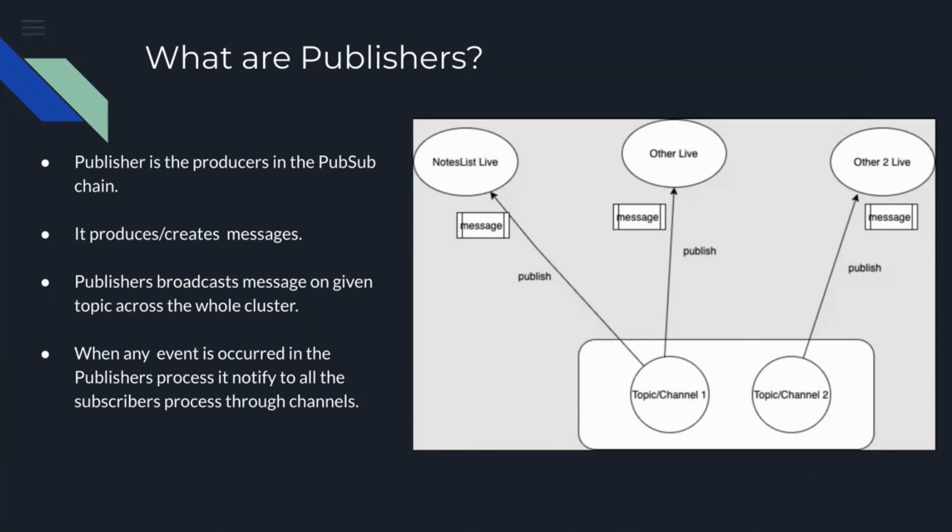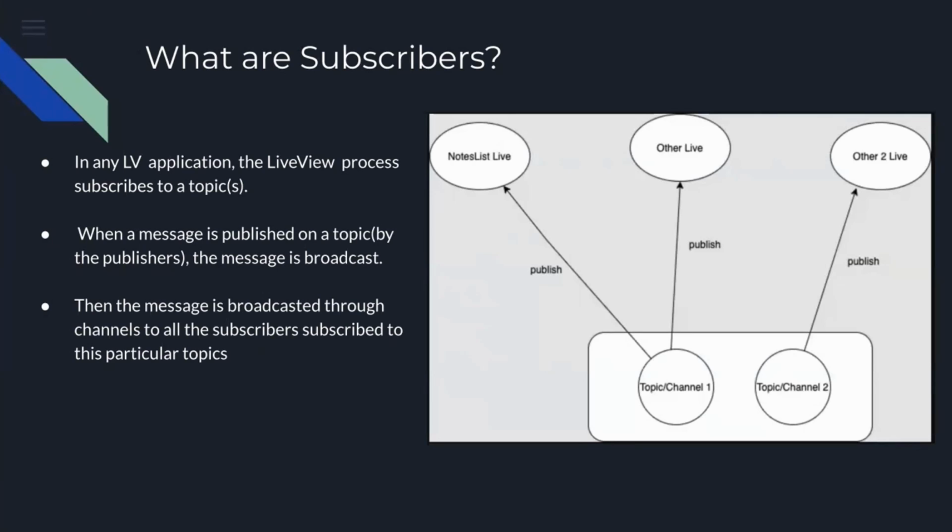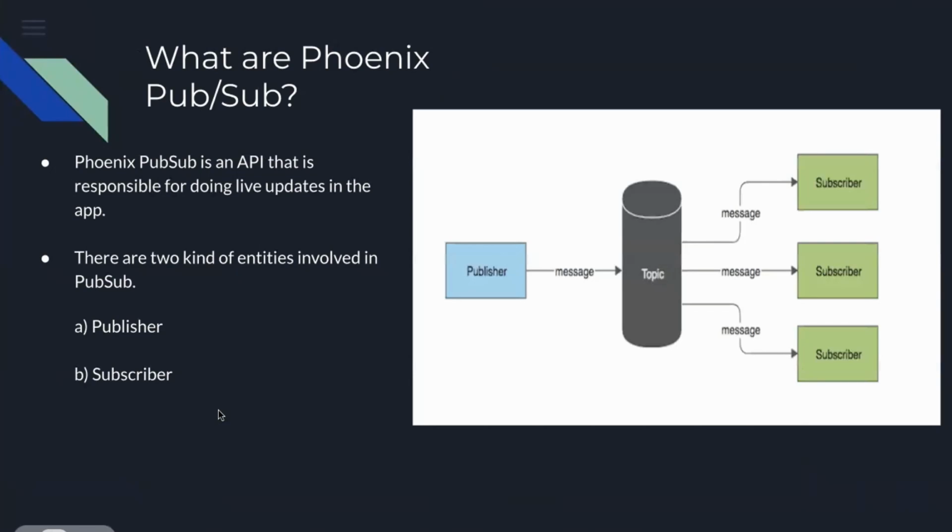If I'm talking about a page, say the slash home page, and there is a LiveView page for that, then there is a separate LiveView process for that. And if it is waiting for some data from any source, in LiveView, everything is a process. So a publisher in simple terms is something that produces messages, and the same goes for subscribers. In a LiveView application, processes are subscribed to a topic. When a message is broadcasted by a publisher, the subscribers are going to receive that message. It's quite simple and evident in this first diagram itself.